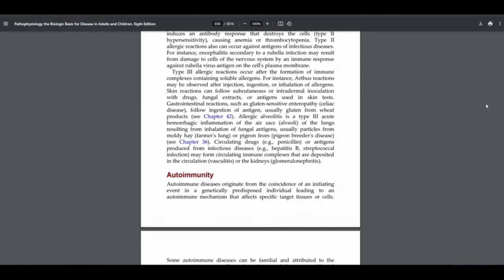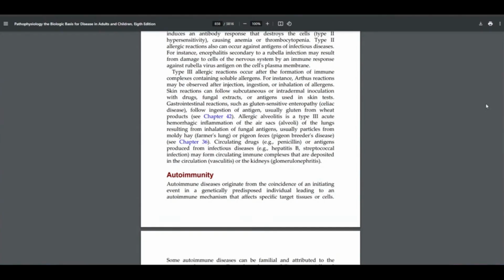Type 3 allergic reactions occur after the formation of immune complexes containing soluble allergens. For instance, Arthus reactions may be observed after ingestion or inhalation of allergens. Skin reactions can follow subcutaneous and intradermal inoculation with drugs, fungal extracts, or antigens used in skin tests. Gastrointestinal reactions such as gluten sensitivity enteropathy, celiac disease, follow ingestion of antigen, usually gluten from wheat products.